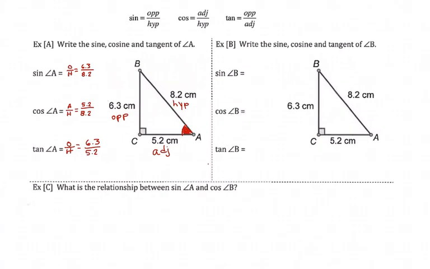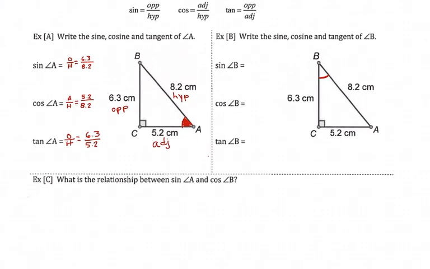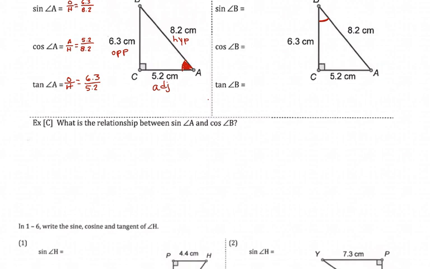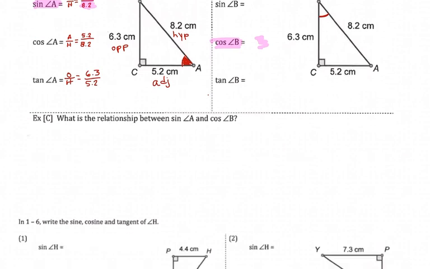So I'm going to let you do example B on your own. So you're talking about this angle, make sure you label your triangle. Now, what is the relationship between sine of angle A and cosine of angle B? So once you figure that out, I want you to look at this and see what the ratio is here, and then you're going to look at this and see what your ratio is. You tell me what it is, okay? You're going to write it in example C once you figure that out.